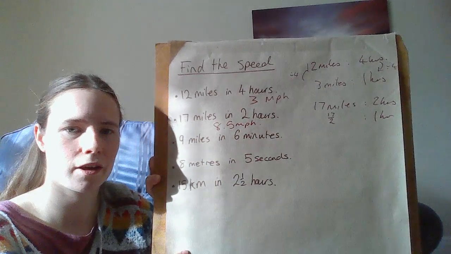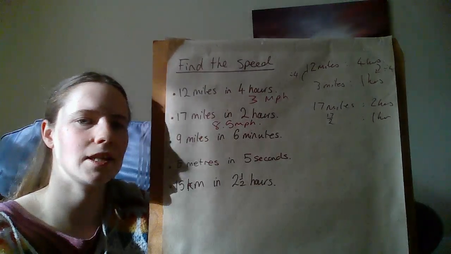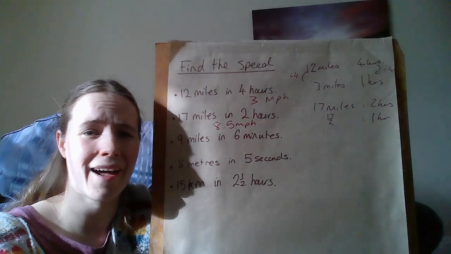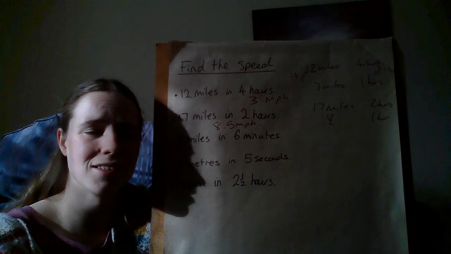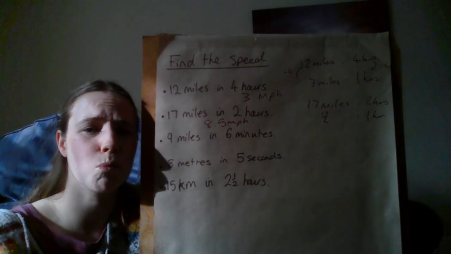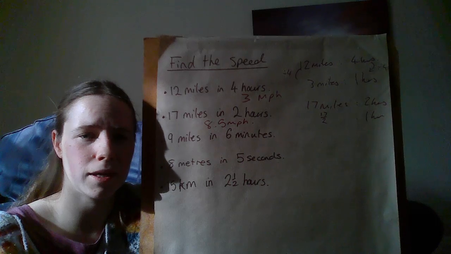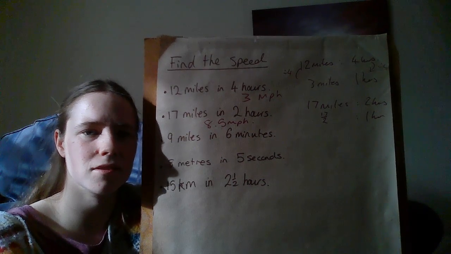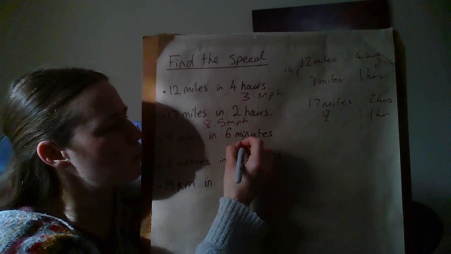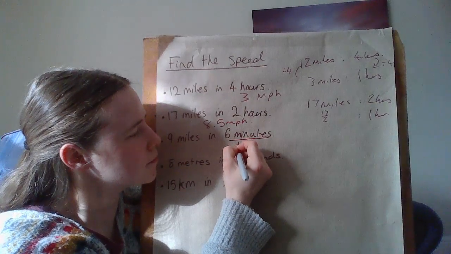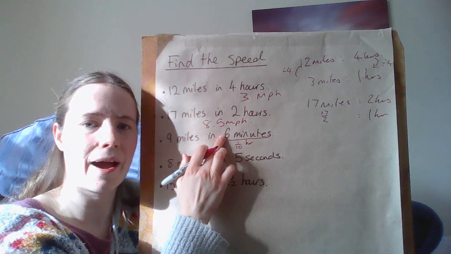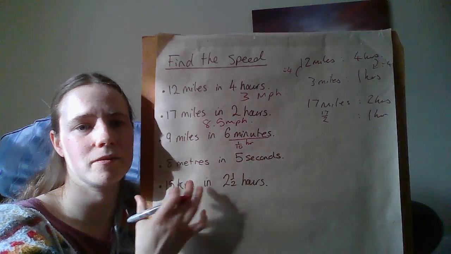Okay, next one, 9 miles in 6 minutes. I'm going to try and get this to miles per hour. So instead of thinking about it as 6 minutes, I think I'm going to think of it as 1/10 of an hour, because if you've got 60 minutes in an hour, 6 is 1/10 of 60. So it's going to be 1/10 of an hour. If you don't like thinking about the fraction, you can think about how to get up to 60 minutes and then convert to an hour afterwards.